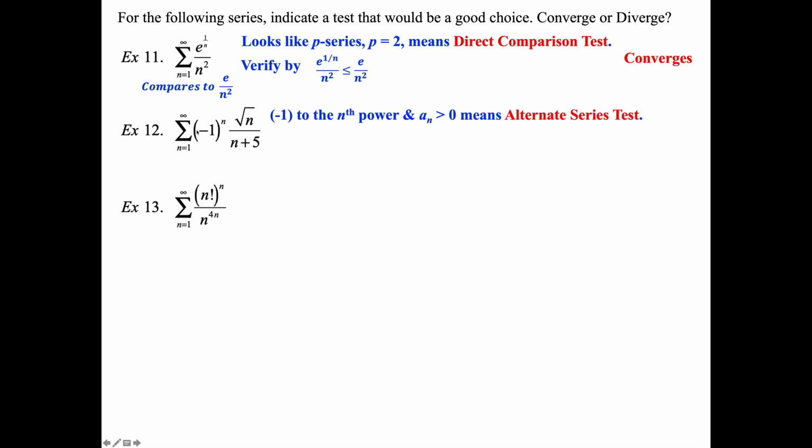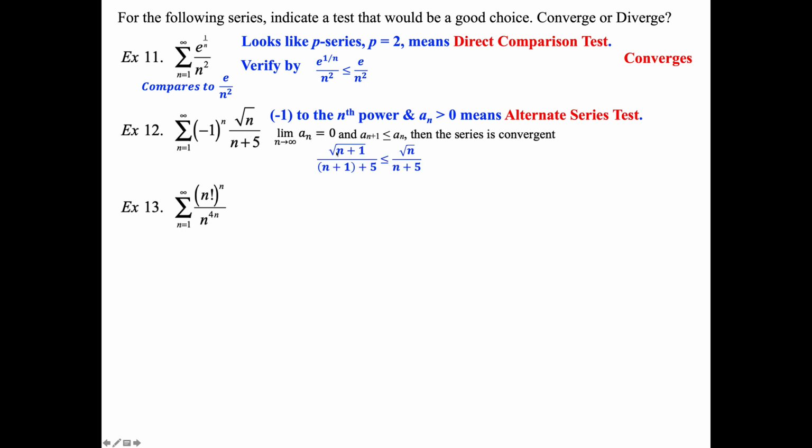12, again, (-1) to the n, alternating series test. A sub n is greater than 0. Everything here is positive terms, no worries. The limit, well, it's n to the 1/2 over n to the first. So by the horizontal asymptote rule, the top power is smaller than the bottom power. So yes, our limit's going to 0.